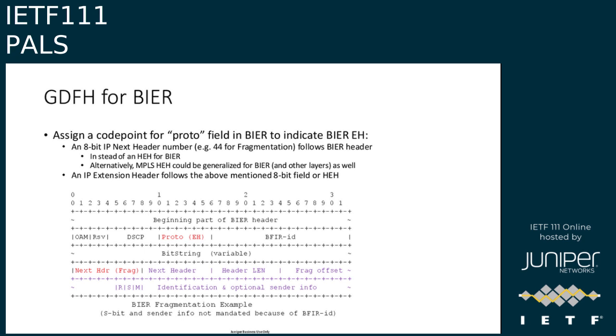So then after that, you can see that the purple color is the IP extension header used for fragmentation. And here we don't even need the sender information, because in the BIER case, the BFIR field after the protocol field can be used to identify the sender, and that together with identification can be used for fragmentation and reassembly purposes.